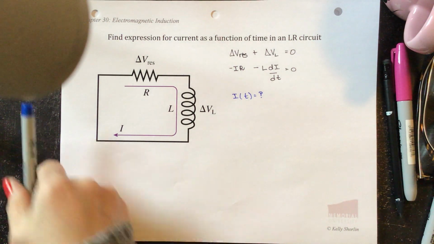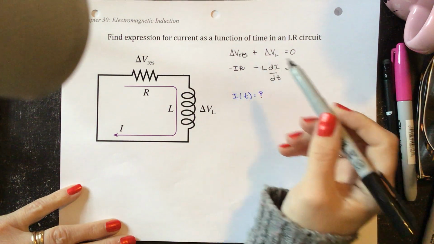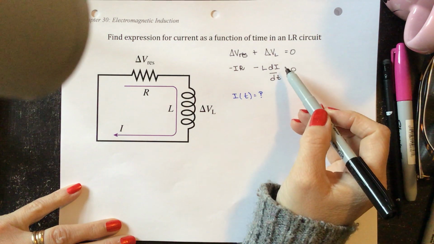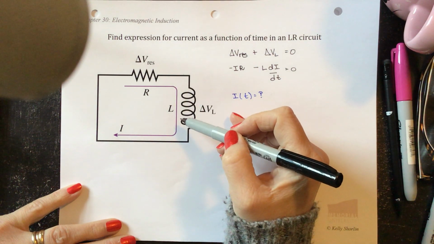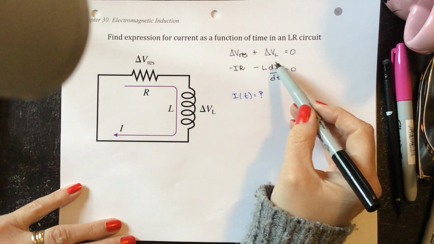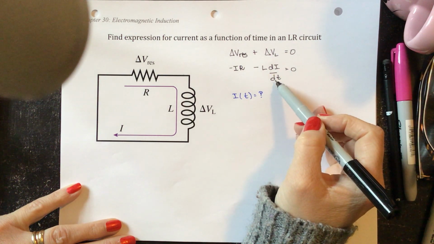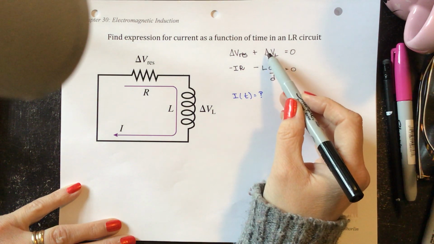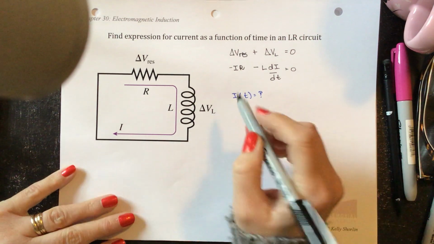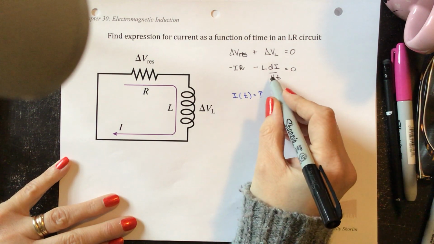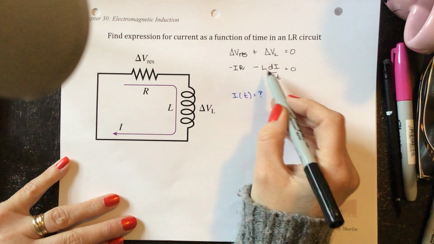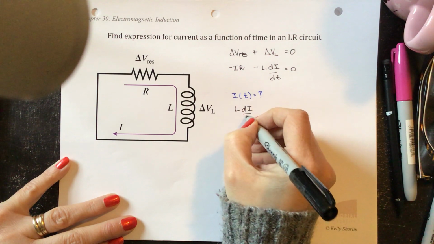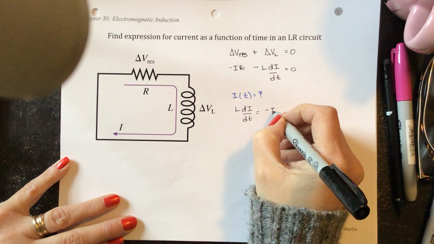So let's think about what we know here, just conceptually. Does it make sense that both of these are actually negative? If the current is decreasing, and that's what's happening in our circuit, dI/dt is going to be negative, which gives us a negative times a negative, an positive potential difference across the inductor. So this does make sense. Okay, let's start to solve for our current. We'll start by bringing L dI/dt to the other side. So L dI/dt equals minus IR.